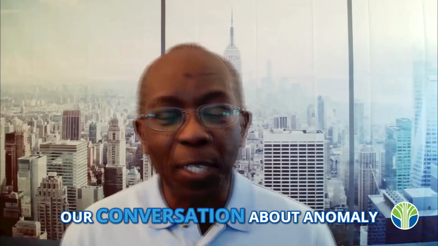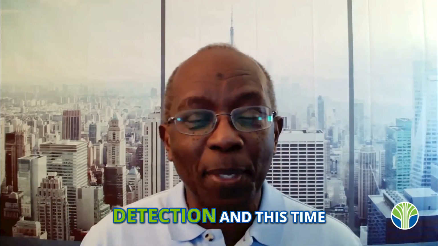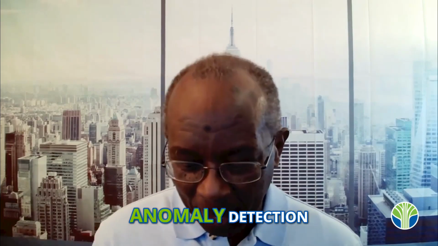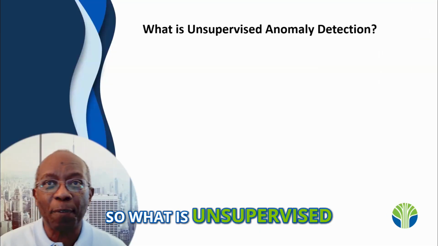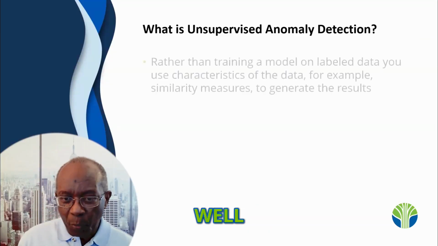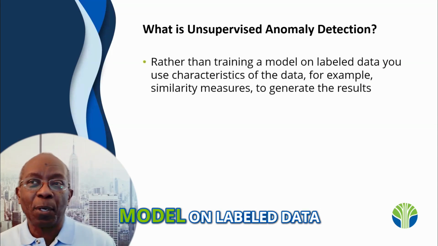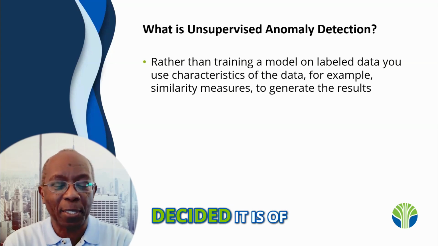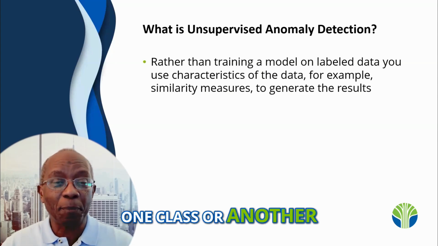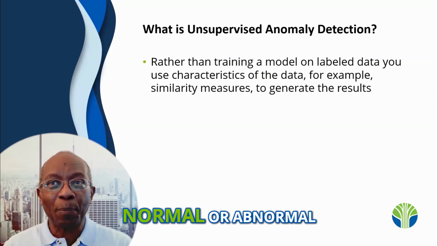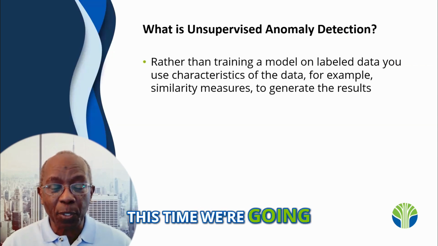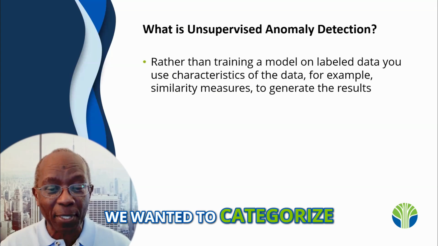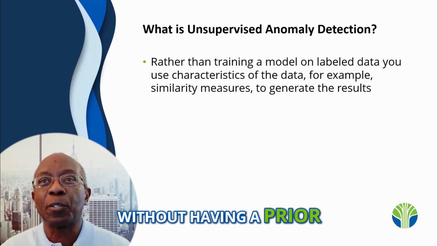I want to continue our conversation about anomaly detection, and this time let's talk about unsupervised anomaly detection. So what is unsupervised anomaly detection? Well, rather than training a model on labeled data, that humans have looked at and decided it is of one class or another, in our case, normal or abnormal, this time we're going to just give the model the data that we wanted to categorize without having a prior training session.